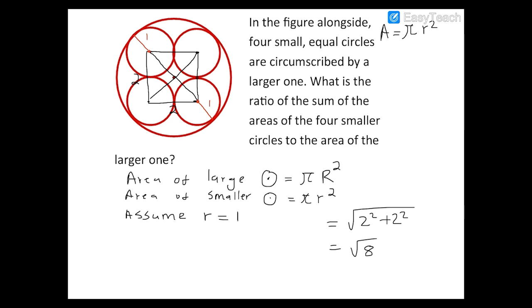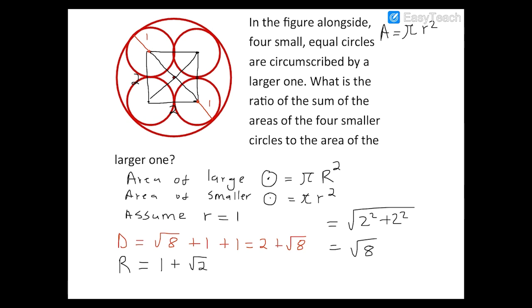Okay, so now the diameter of the larger circle, let me just call it capital letter D, will be equal to root 8 plus 1 for that, plus another 1 for that. So 2 plus root 8 is the diameter. Now, that means the radius of the larger circle will be equal to the diameter divided by 2, so it will be 1 plus root 2.